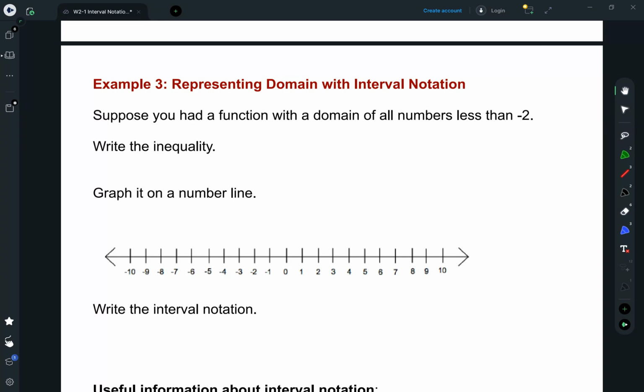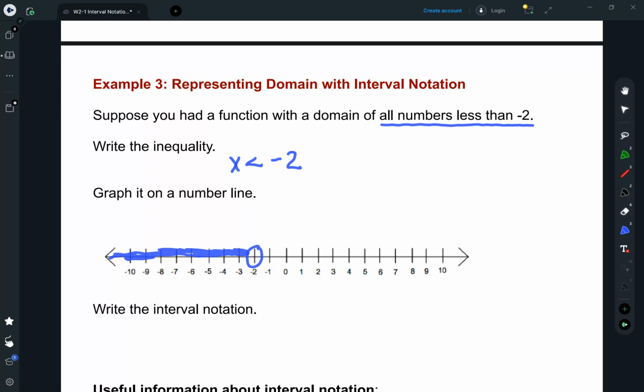Okay, did you pause the video and are you ready to come back? All right, let's go. Let's write the inequality. So we want a domain with all numbers less than -2. So we want x less than -2. All right, so let's graph that on the number line. We're going to use an open circle around -2 because -2 is not part of the domain. You have to be less than -2. And then we're going to color all the numbers to the left, all the numbers that are less than -2.